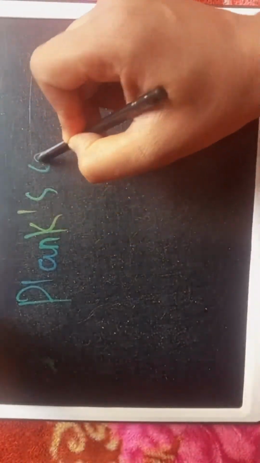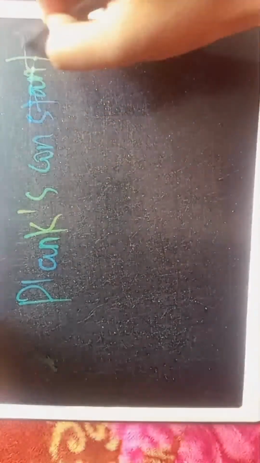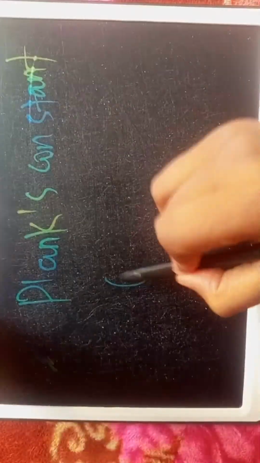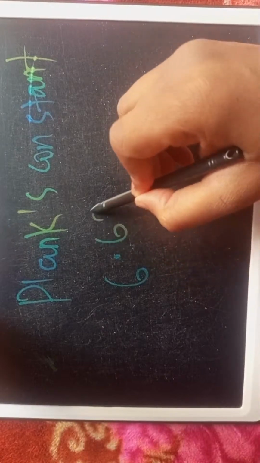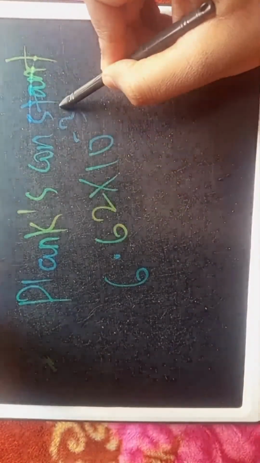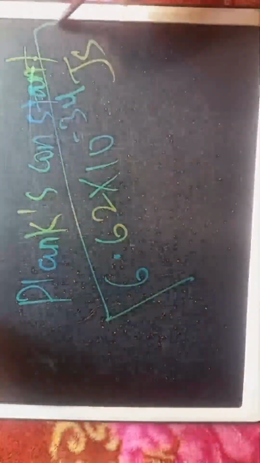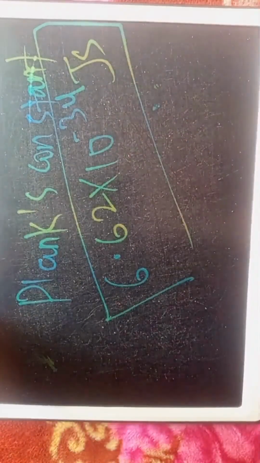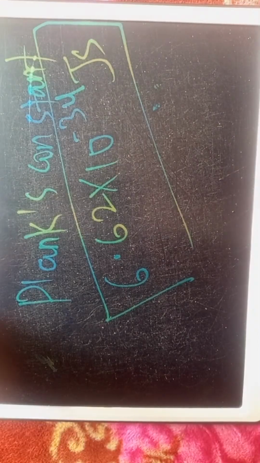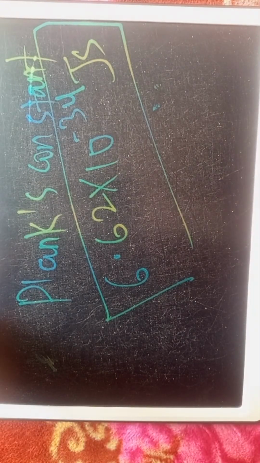Planck constant. What is the value of Planck constant? 6.62 into 10 to the power minus 34. 6.62 into 10 to the power minus 34 is the value of Planck constant, which is very important for the entrance.